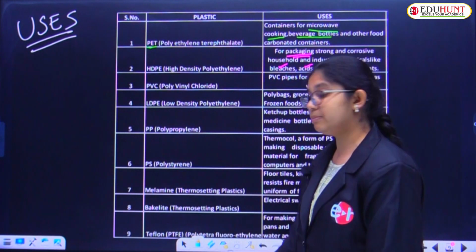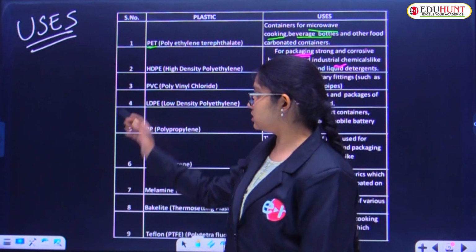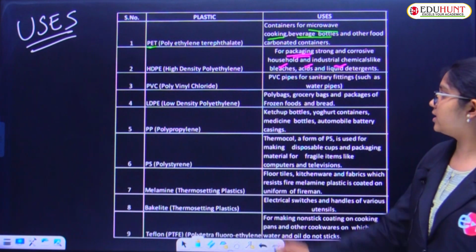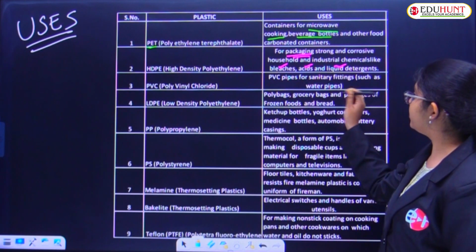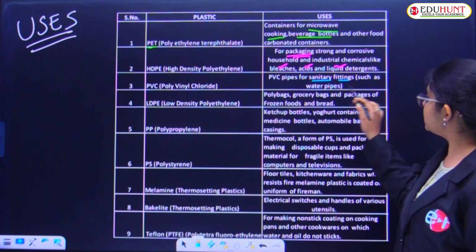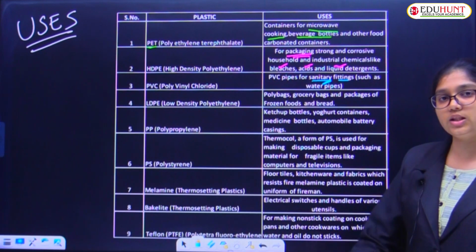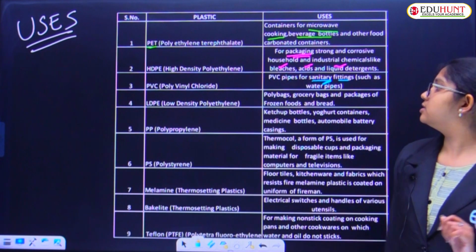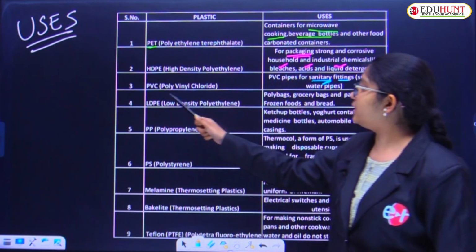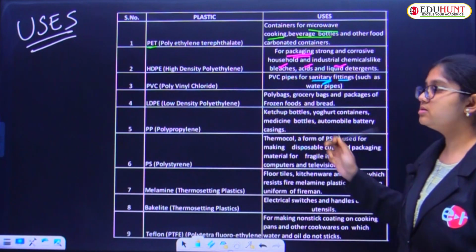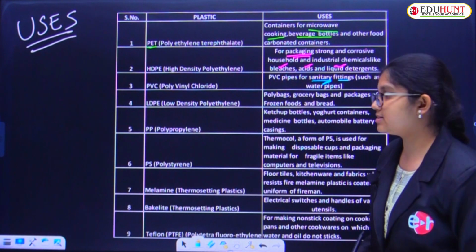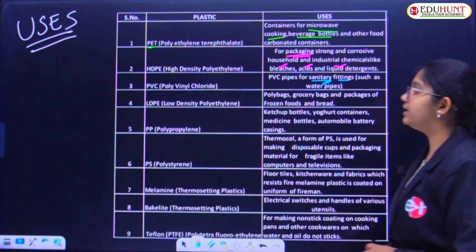PVC stands for polyvinyl chloride. It is a thermoplastic, okay? Now see the point. PVC pipes are used for sanitary fittings, like in washrooms, such as water pipes. The long pipes are all made up of PVC, and they are strong. PVC, polyvinyl chloride, is used in water sanitary fittings.